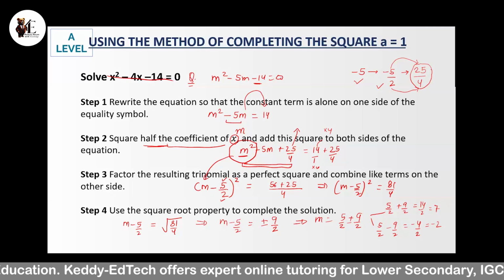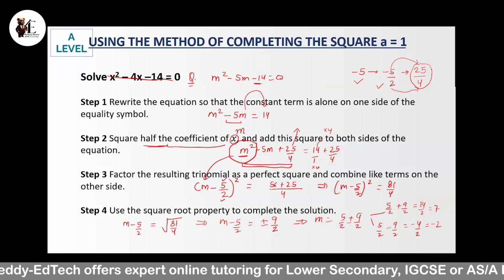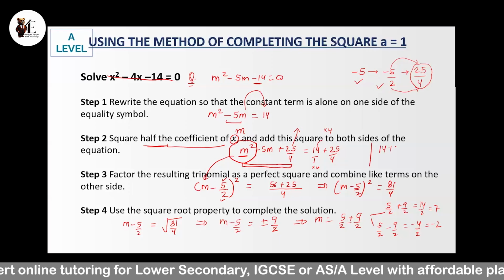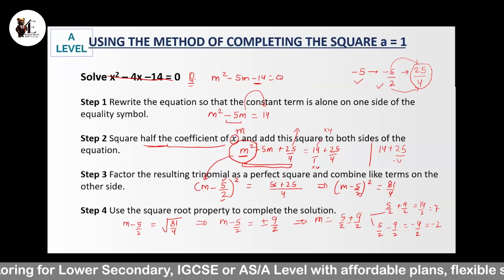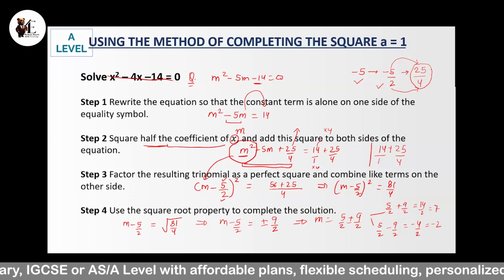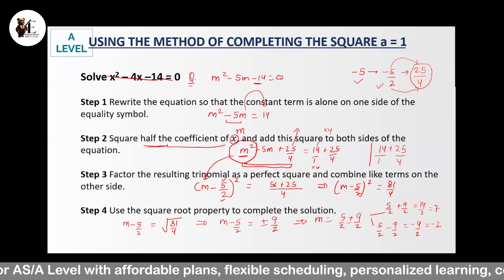So this will be the square of m minus 5 over 2 whole square, is equal to, on the right hand side, 14 plus 25 over 4. We can only add them when the denominators are the same. But here the denominators are different. So to make the denominators the same, we have to take the LCM.